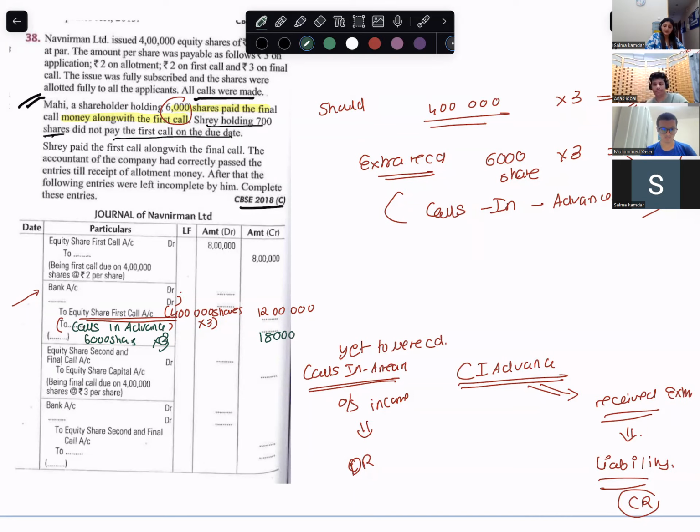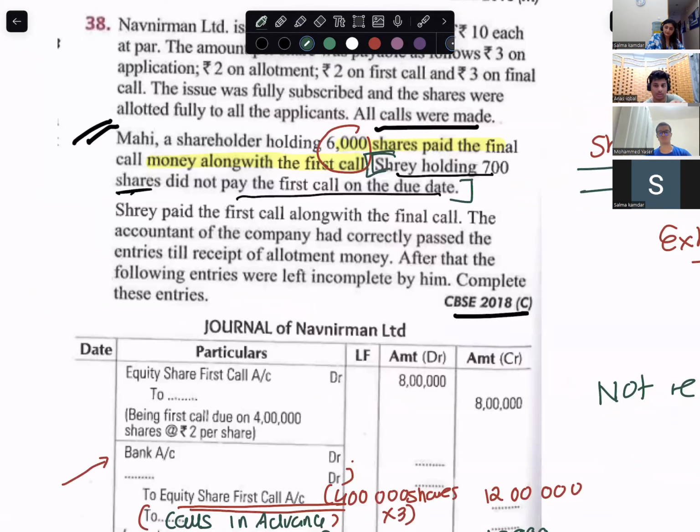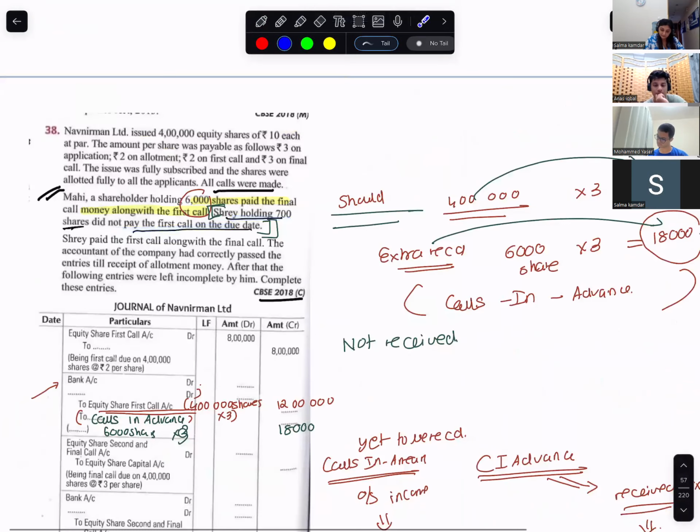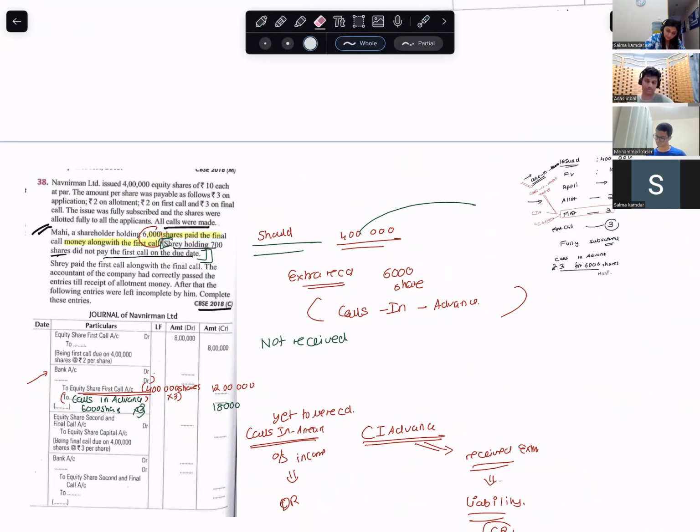Yes, ma'am. You should receive for 400,000 shares. You received extra for 6,000 shares. Now what you have not received? I think you have done a mistake here. The first call is not 3 rupees, it's 2 rupees. So it will be 4 lakh into 2, 8 lakh. 2 on first call and 3 on final call. Extra receipt 6,000 into 2, 12,000.